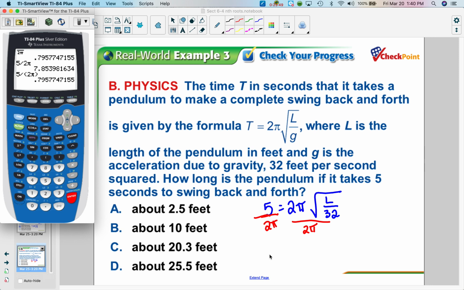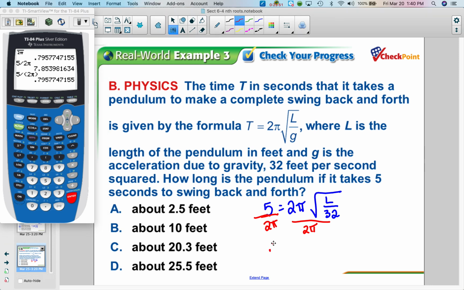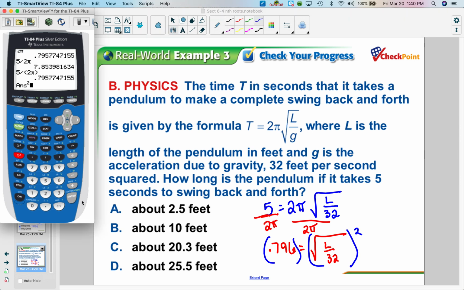So we have 0.796 equals the square root of L over 32. Now I want to square both sides so that I can undo this part. So I'm just going to square this. So if I just hit the square key, it will take my previous answer.